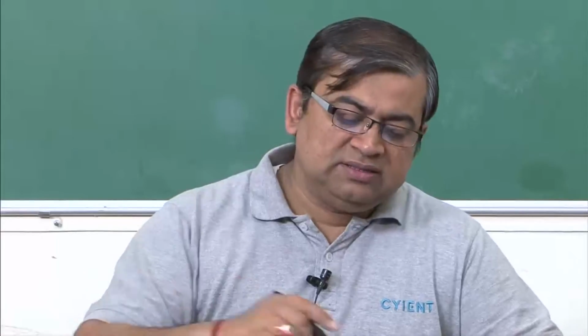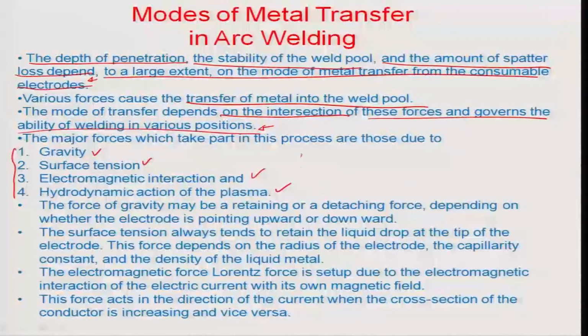All these different forces govern the mode in which the liquid metal emanates from the electrode and comes to the weld zone. The force of gravity may be a retaining or a detaching force. If you are doing overhead welding, the droplet would like to fall down, whereas with top down welding it is an advantage, because the droplet that falls goes into the weld zone. So depending on whether the electrode is pointing upwards or downwards, you may have either a retaining force to the weld zone or a detaching force from it.